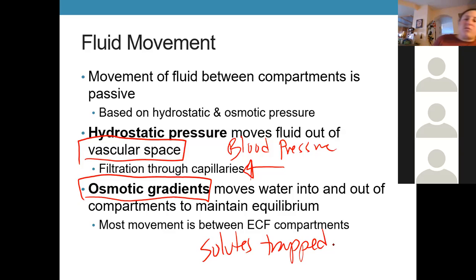We only really have movement into or out of the cells and the intracellular space when the cells get a little dehydrated and need some water, which really only occurs if, just ignore that part, pretend I didn't say it. Don't worry about that.